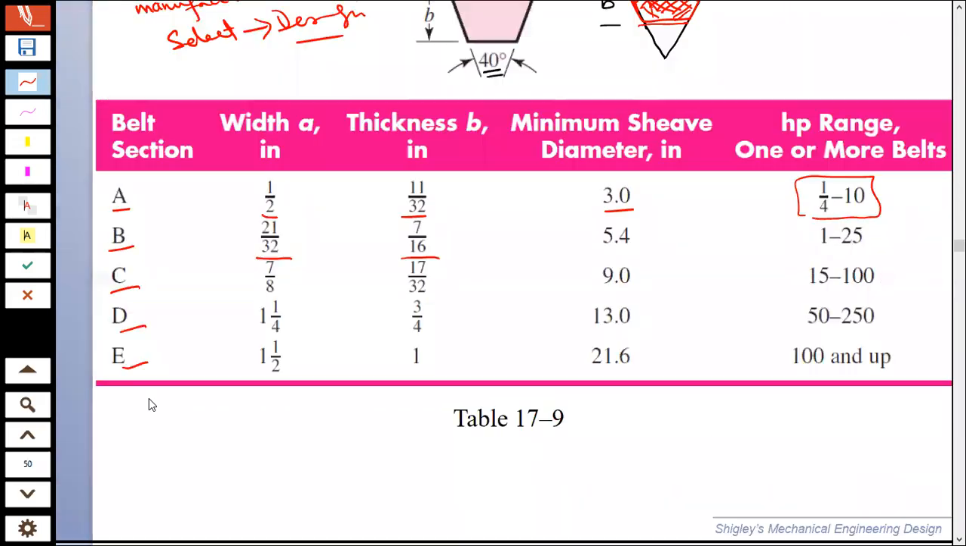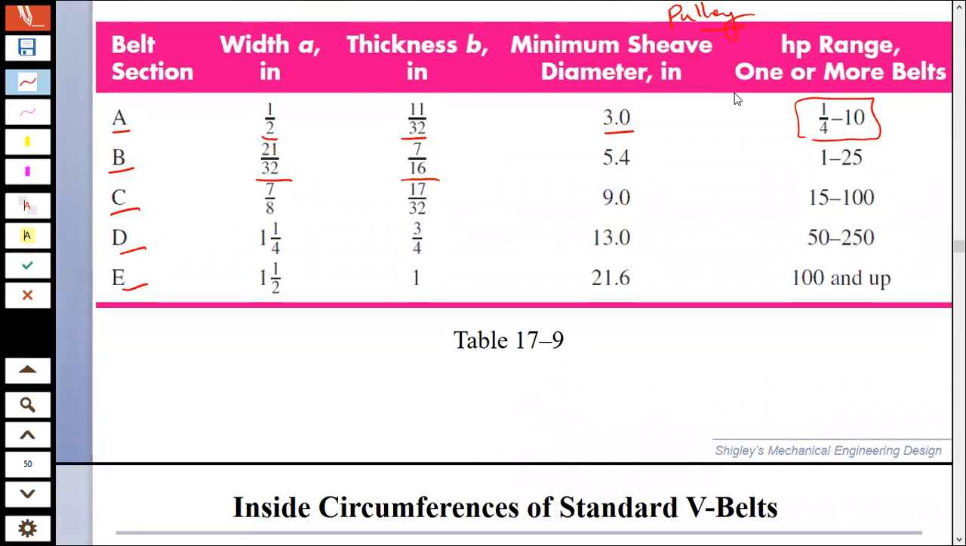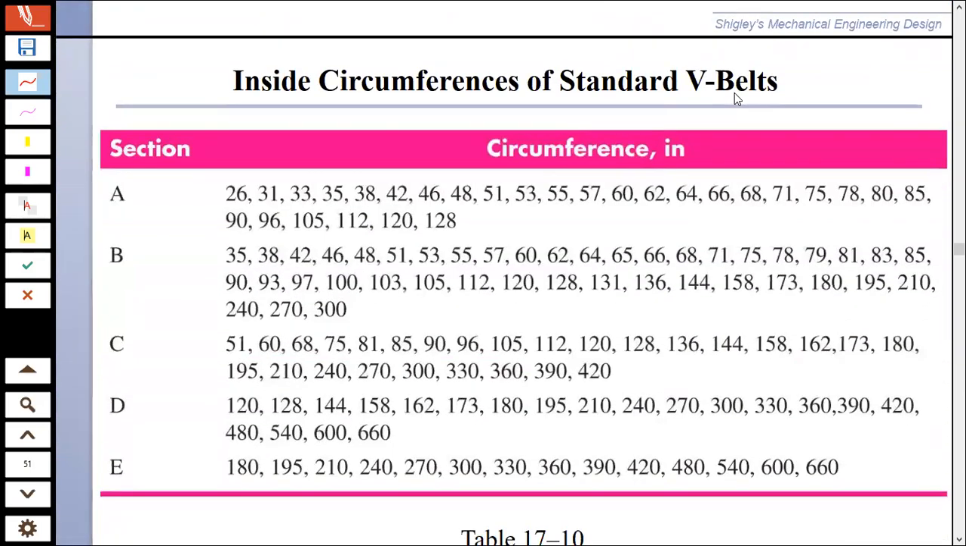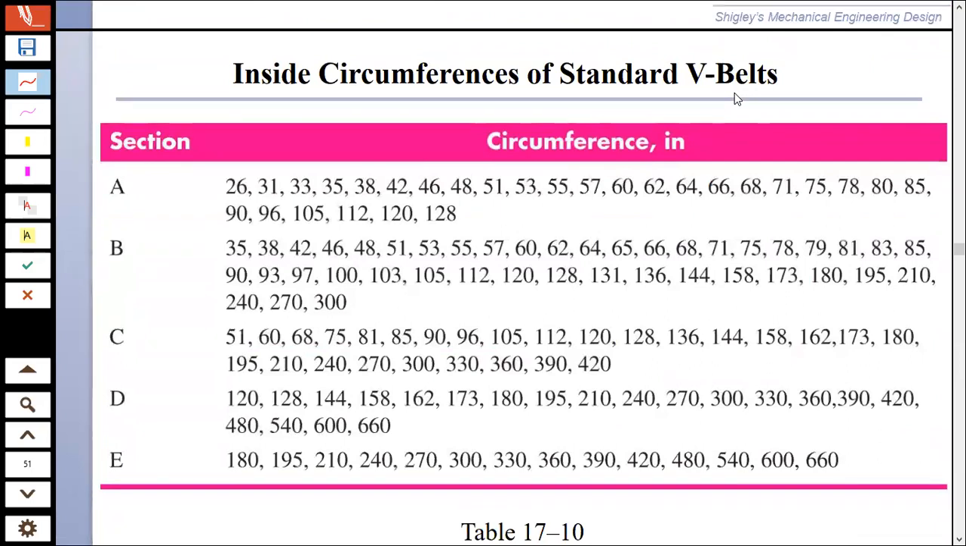Sir, what is the minimum sheave diameter? Sheave is the pulley diameter, this is the pulley. Okay? Now, the standard V belts are available in these inside circumferences: A20 in A sections, these are the available ones, in B these are the available ones, and C, D, E, and so on.